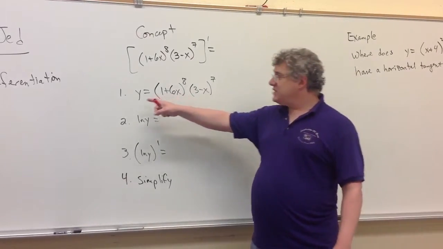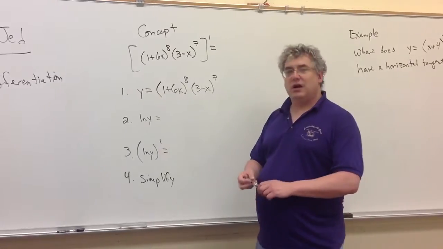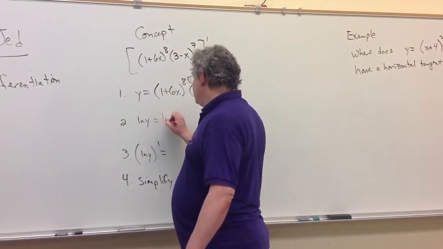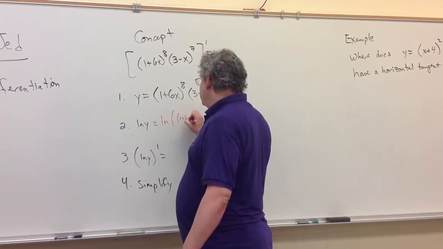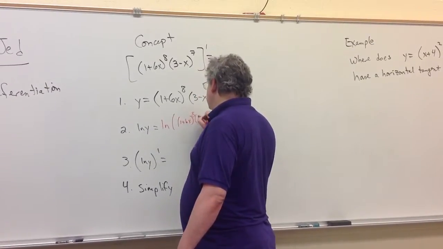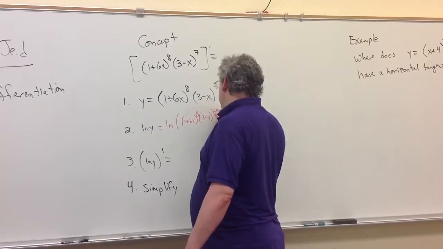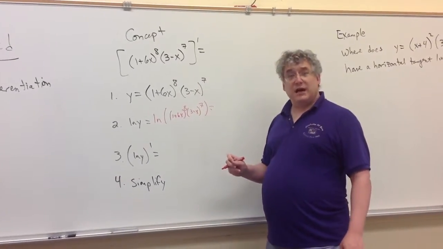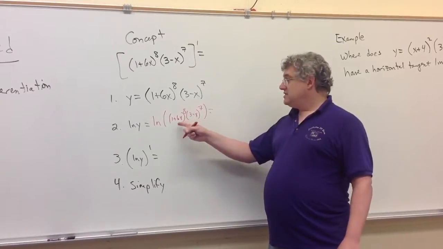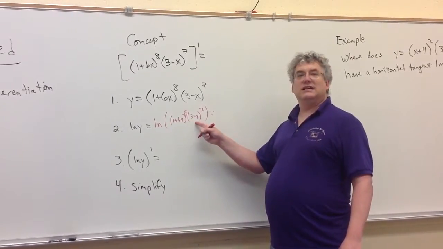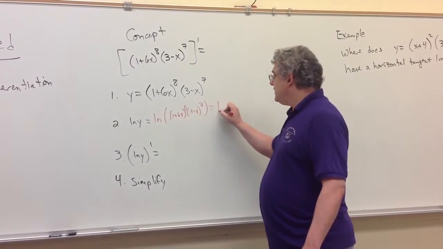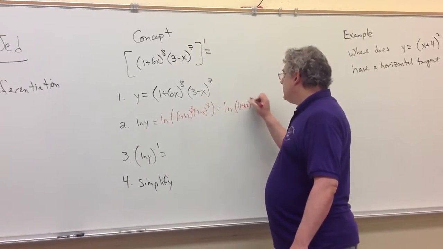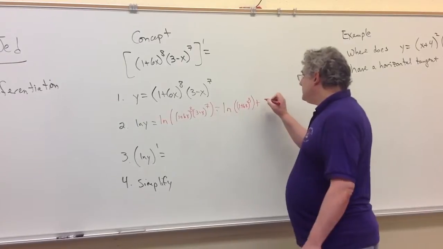We take the natural log of it. Now the natural log of something is the natural log of the pieces inside. So it's the natural log of (1 plus 6x) to the 8th times (3 minus x) to the 7th. Now why did I do that? Because rules of logs allow me to manipulate this. Something times something inside a log is this first something plus the second something.